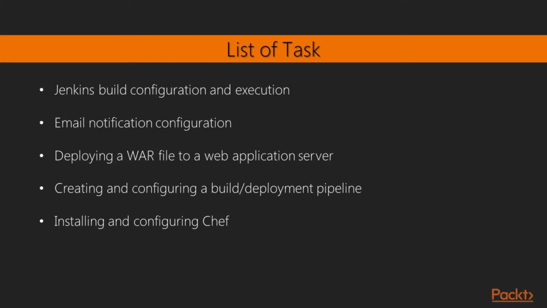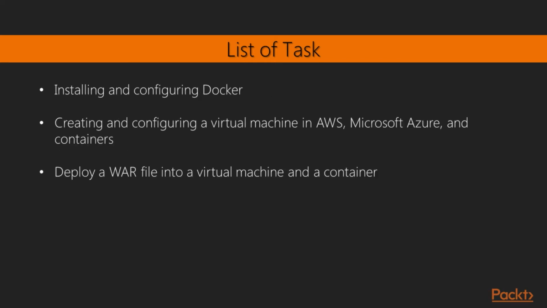a WAR file to a web application server, creating and configuring a build or deployment pipeline, installing and configuring Chef, installing and configuring Docker, creating and configuring a virtual machine in AWS, Microsoft Azure, and containers, deploying a WAR file into a virtual machine and a container, configuring infrastructure monitoring, orchestrating the application delivery pipeline using Jenkins plugins.